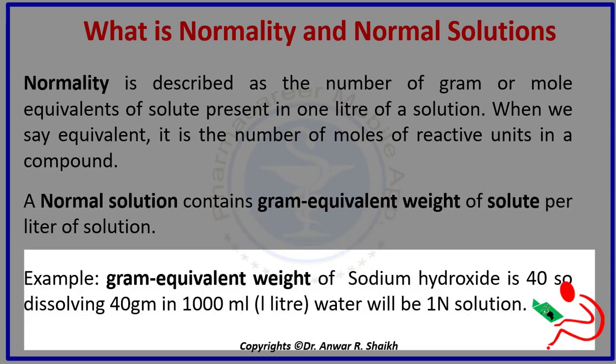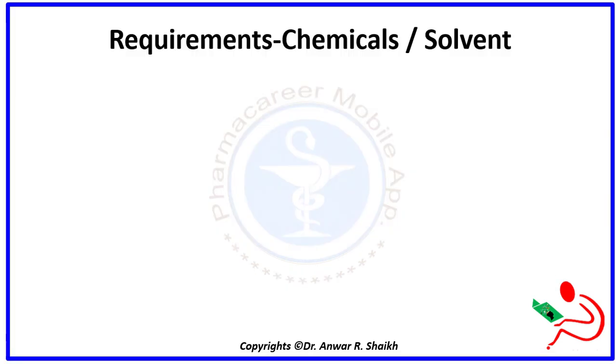For example, the gram equivalent weight of sodium hydroxide is 40. So dissolving 40 grams of sodium hydroxide in 1 liter of water will be a 1 normal solution of sodium hydroxide. Let us prepare 500 ml of 0.1 normal sodium hydroxide solution.